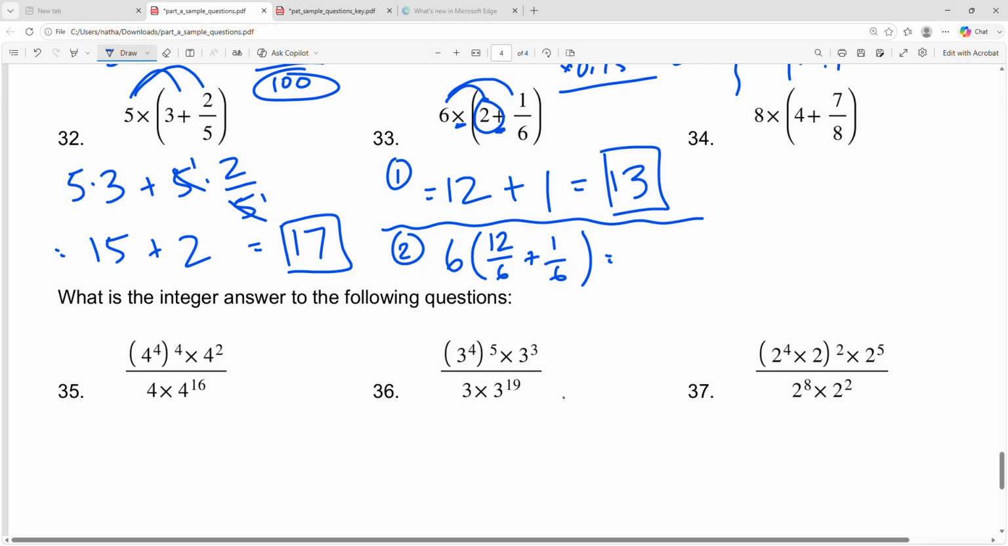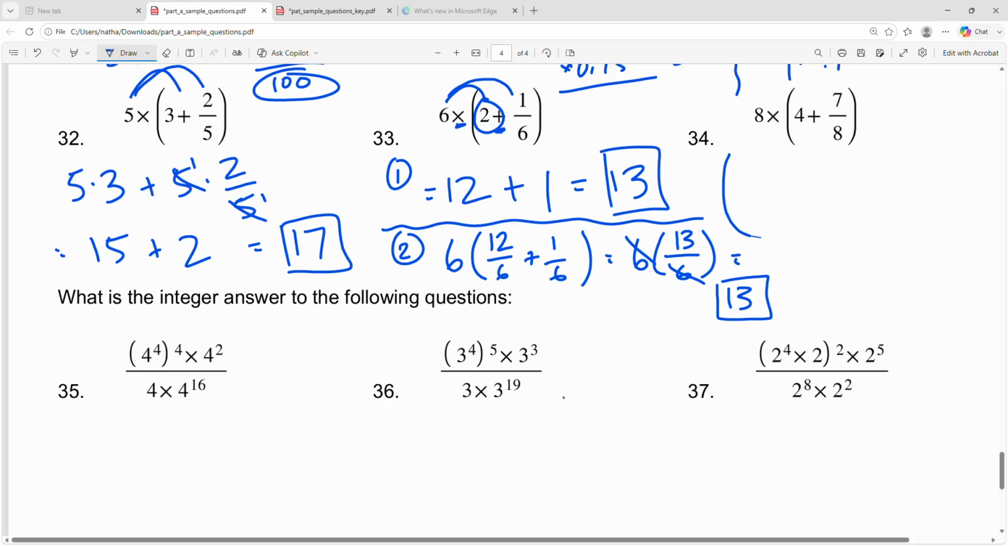So now I can add that. I've got 12 plus 1. We're still inside my brackets. 12 plus 1 is 13. We have the same denominator of 6. And we can divide. 6 divided by 6 is 1. Well, that basically cancels out, and we've got 13. Okay.